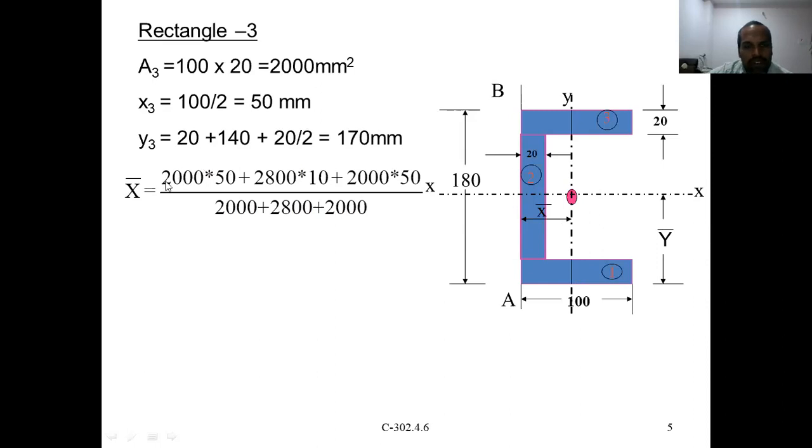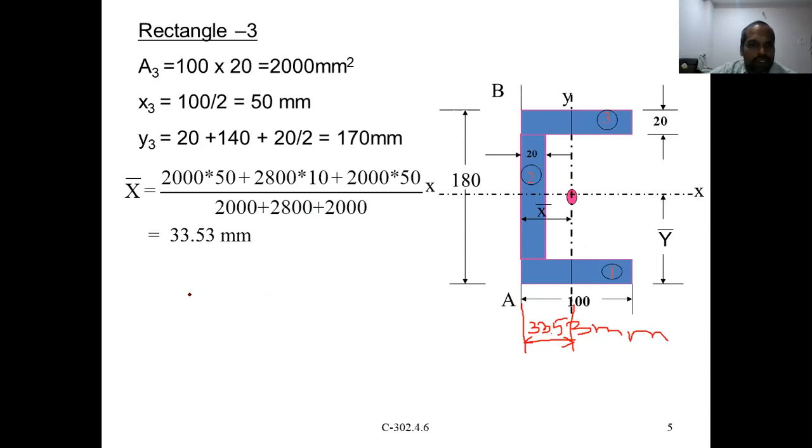Now x bar is equal to how much? a1 into x1 plus a2 into x2 plus a3 into x3, divided by a1 plus a2 plus a3. If you substitute all the values and calculate, you will get x bar equal to 33.53 mm. So 33.53 mm is the distance from here to here. Now you have got it.